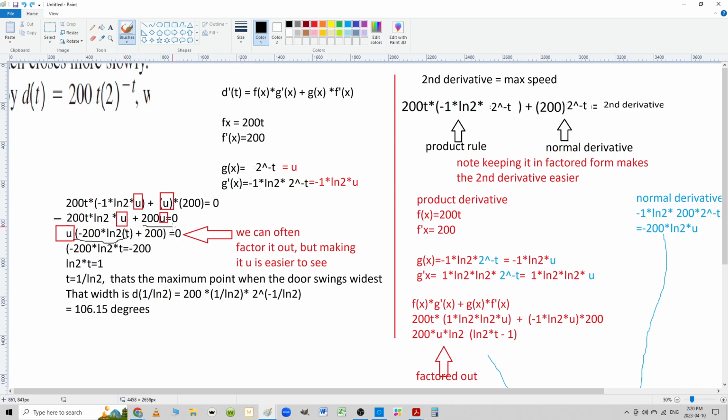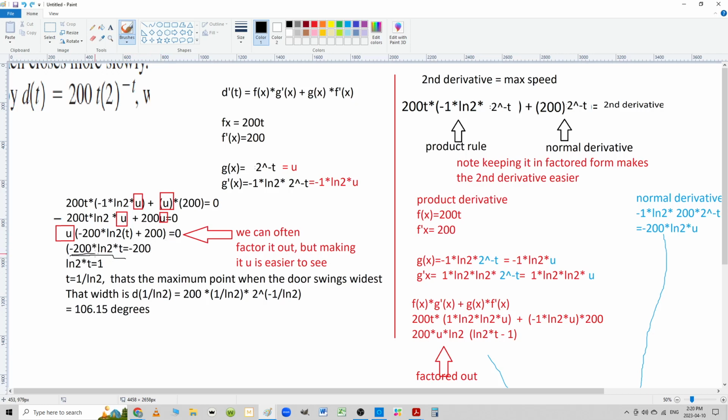And on the right side, when I divide out a u here, I'm left with 200. I've just left the 200 in there. I didn't really need it. I could have factored out the 200 as well. So then I'm left with this, because I divide both sides by u and it disappears. That's why we make it u. It makes it a lot easier. I'm left with minus 200 times ln 2 times t. And when I bring this 200 to this side, I get equals minus 200.